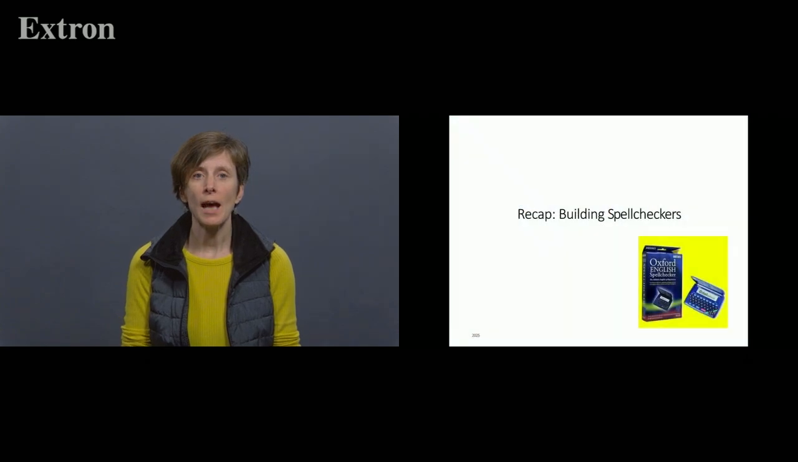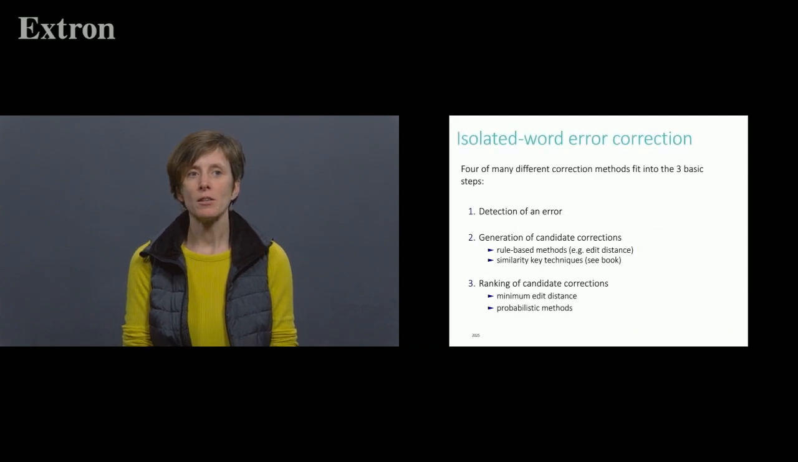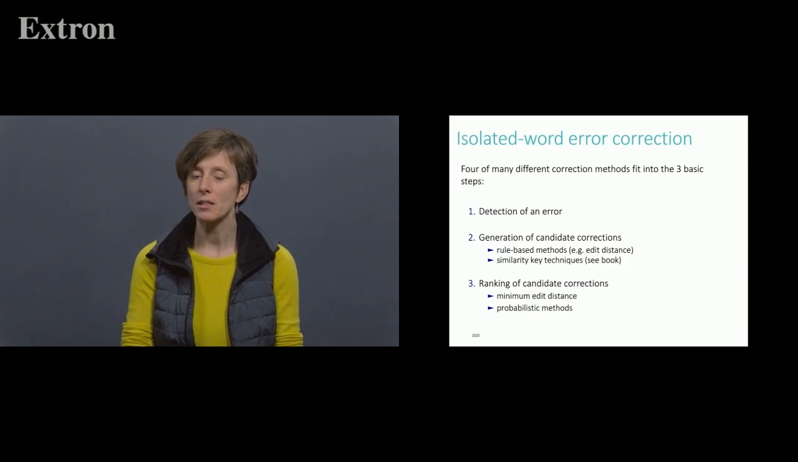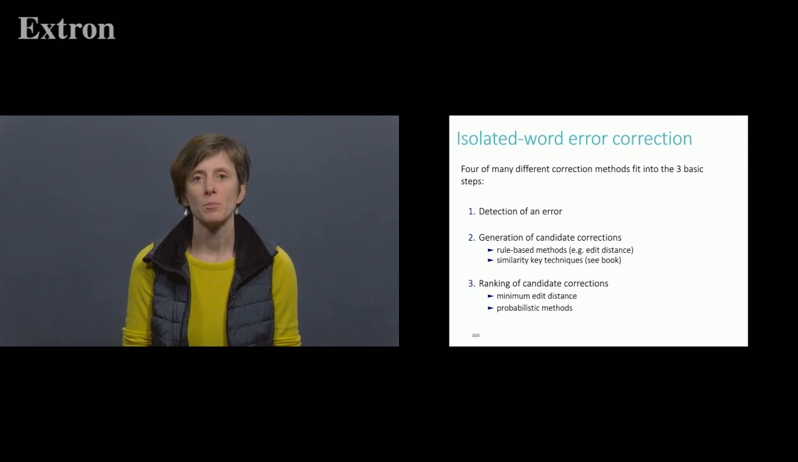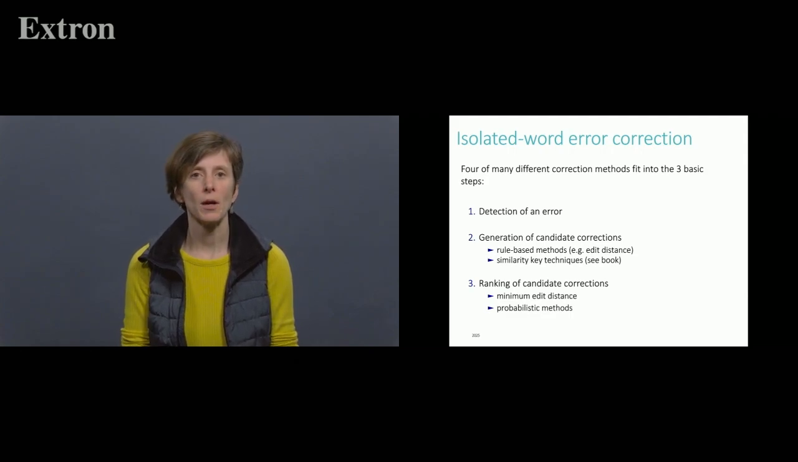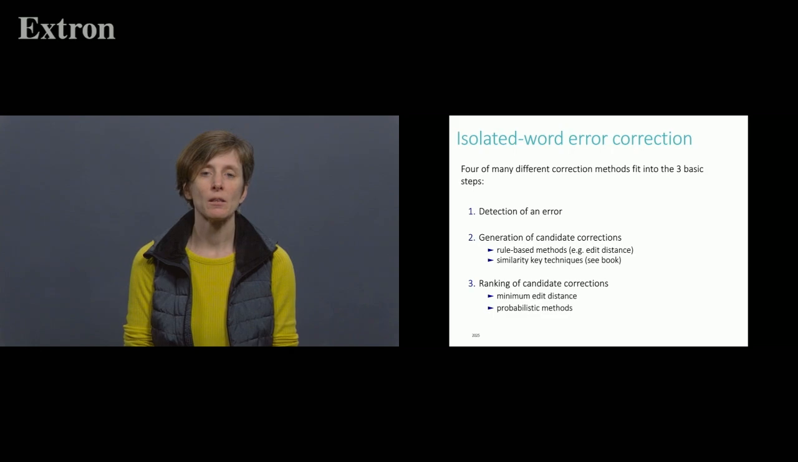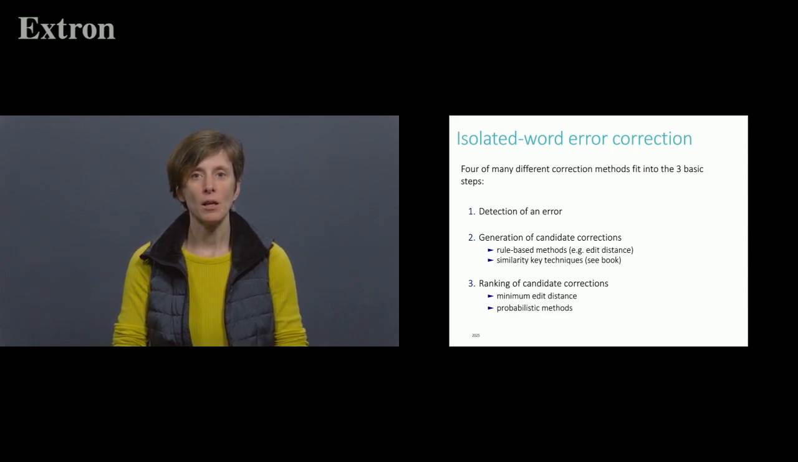So to recap, what we covered last week was building spell checkers. We started looking at that. And what we saw is that there are three basic steps of spelling correctors. The first is to detect a spelling error. And we're focusing right now, last week and mostly this week as well, on errors that can be detected by just comparing them to the dictionary. So they create non-word errors.